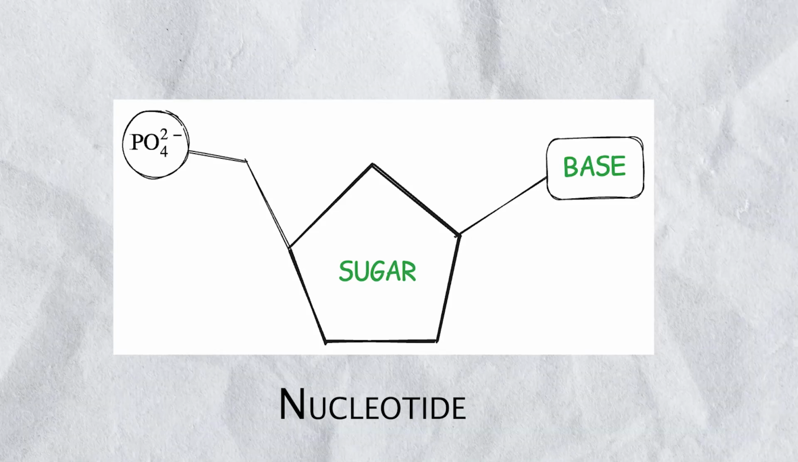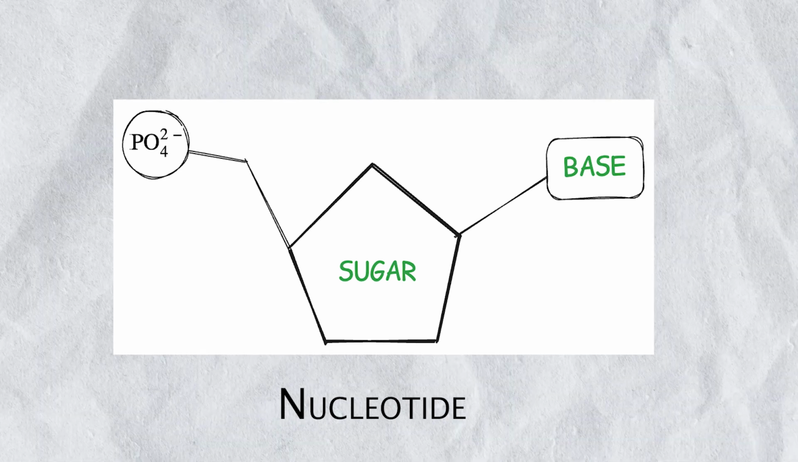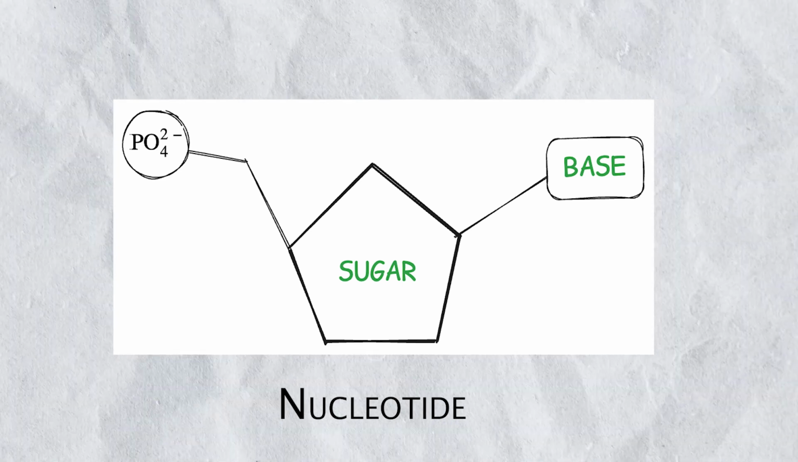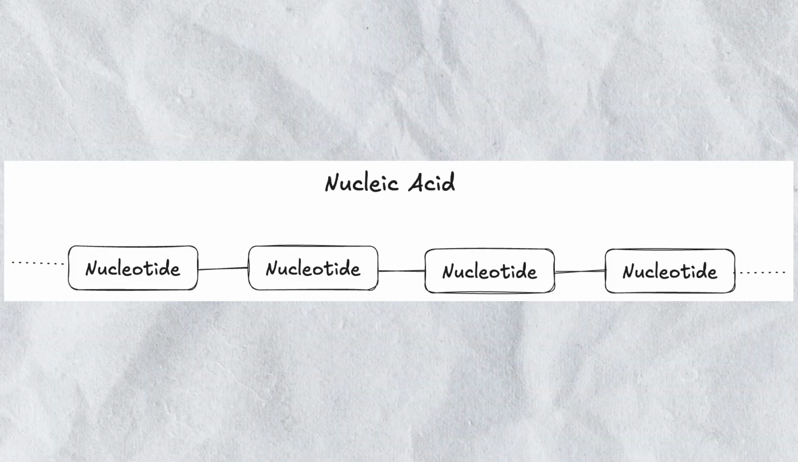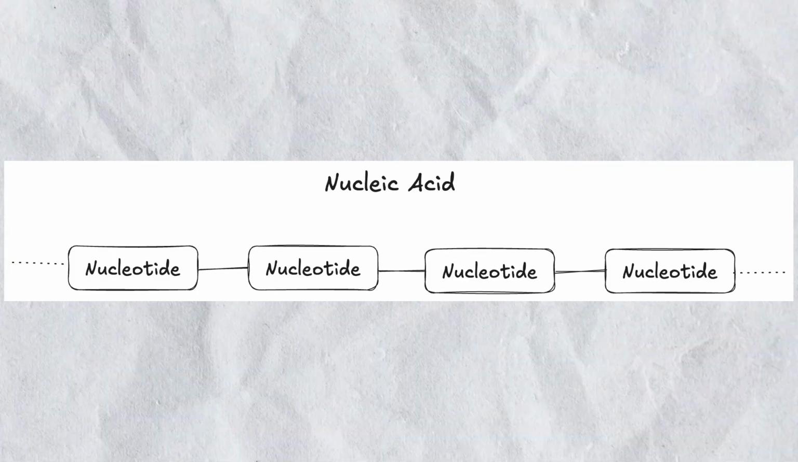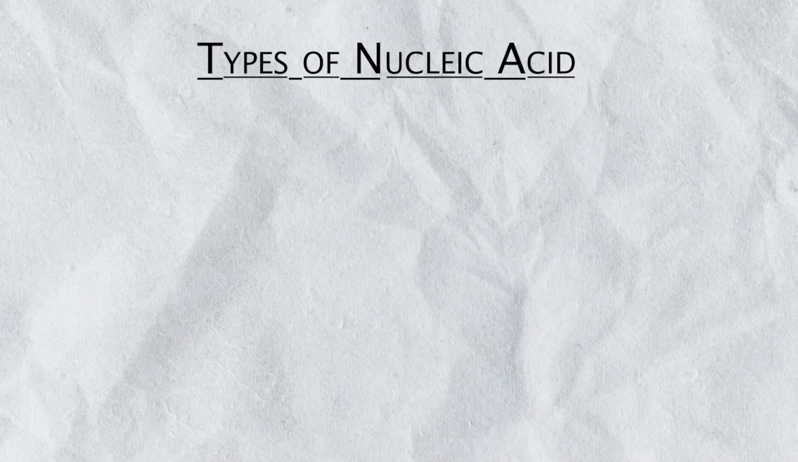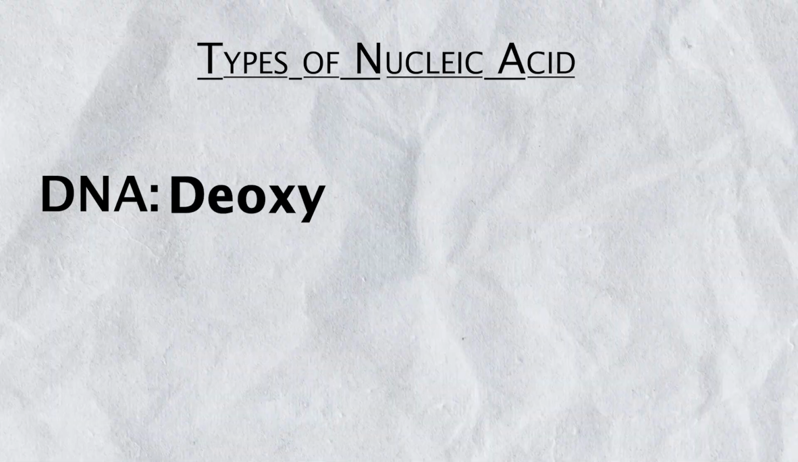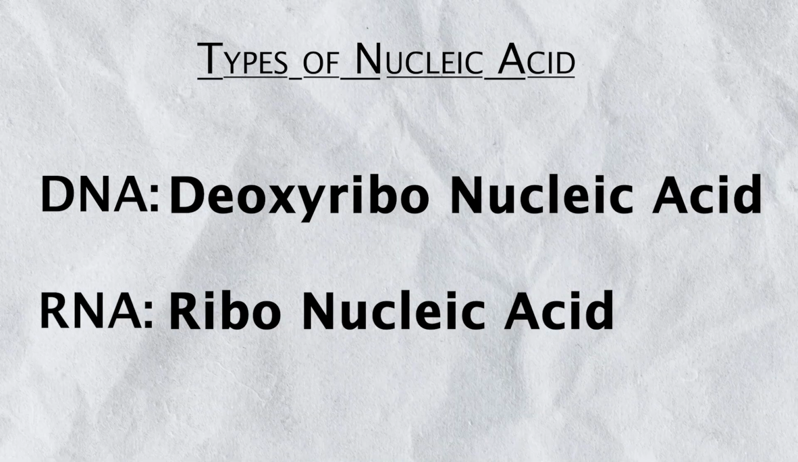Hi everyone. The general molecule called nucleotide that we discussed in the previous video is the building block of nucleic acid. Many nucleotides connect like chains and that makes your nucleic acid. There are two types of nucleic acids. One is DNA, deoxyribonucleic acid, and RNA, ribonucleic acid.